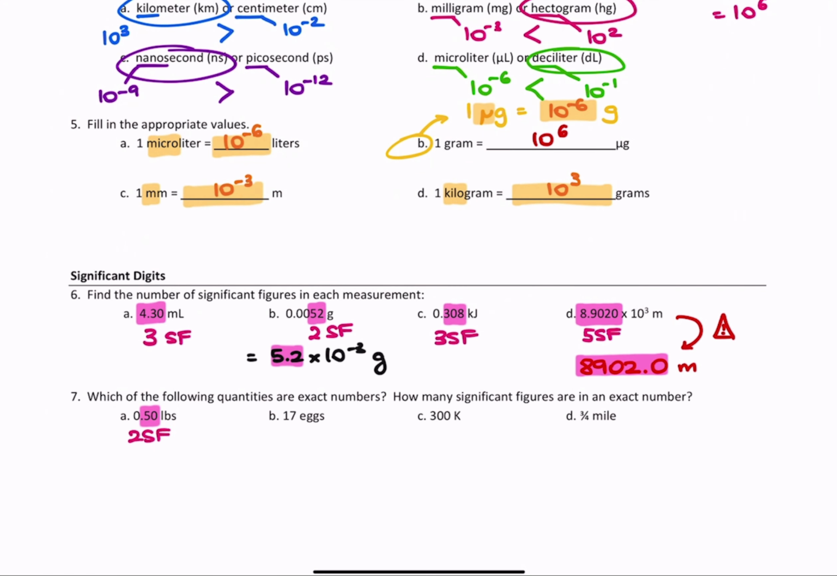17 eggs. It's obvious that I can actually count this. Therefore, I have here something that can be counted. If it's being counted, this is what we call an exact number. And because it's exact, it will have an infinite number of sig figs.